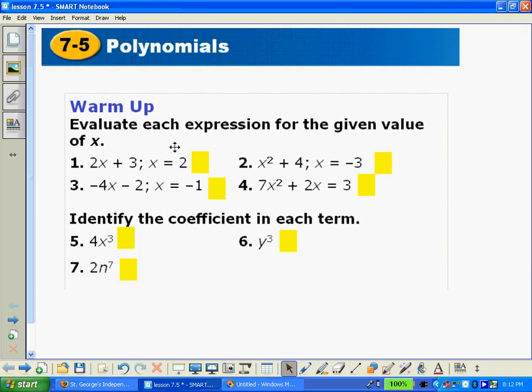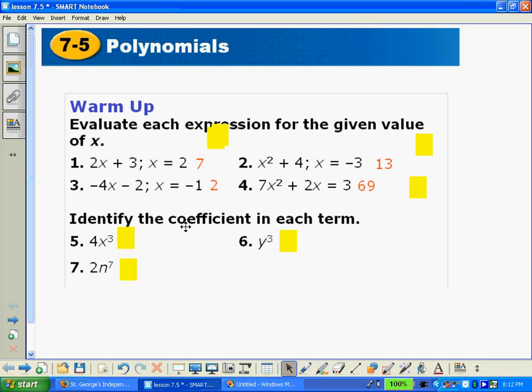Alright. For number 1, if you got 7, then you are correct. Number 2, at 13 you are correct. Number 3 is 2. Number 4 is 69.